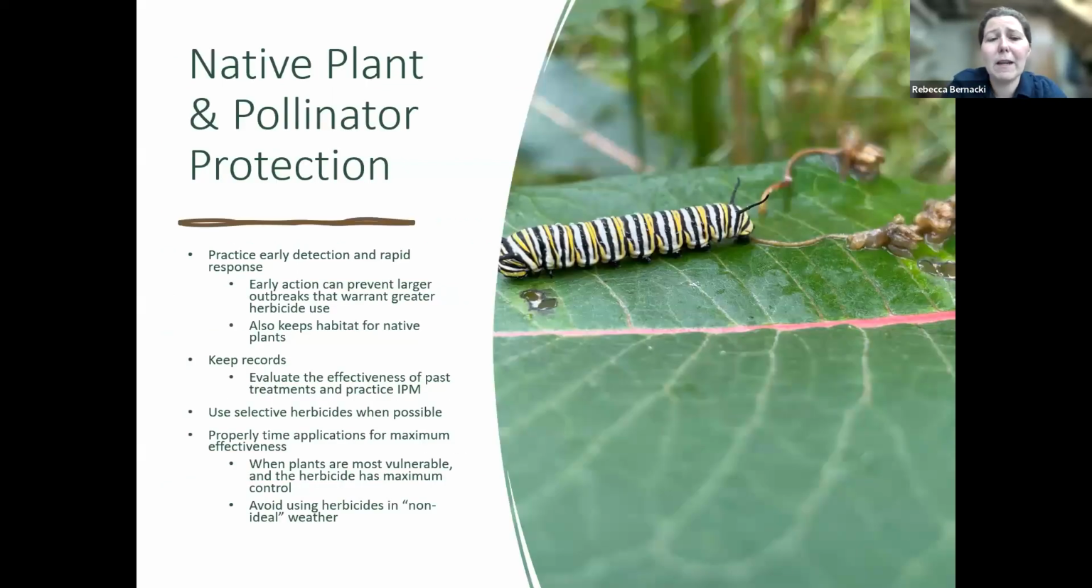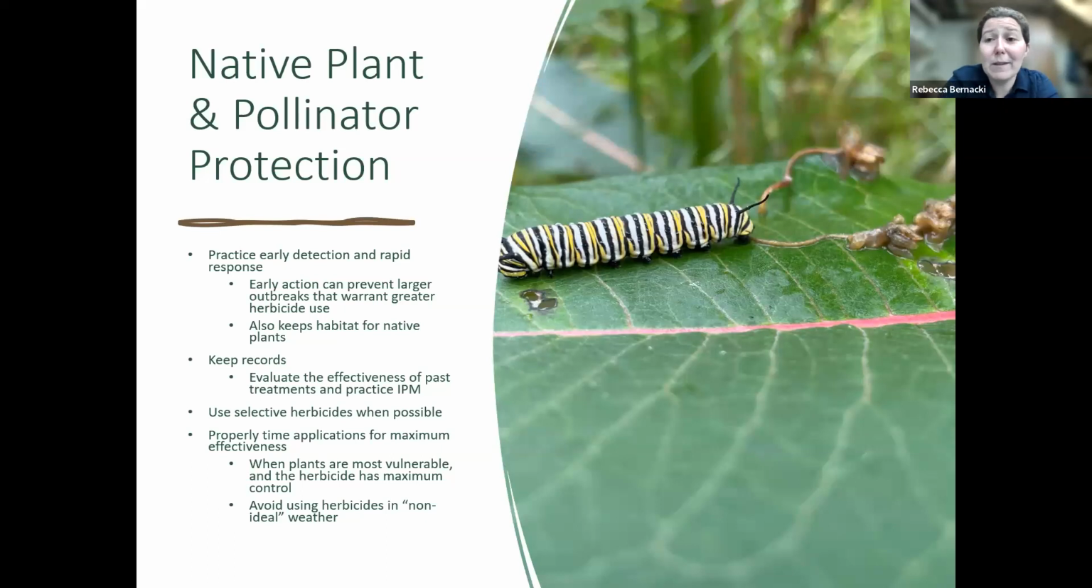We also want to be mindful of our native plants and pollinators when we're working with herbicides. The first step in that is practicing early detection and rapid response. If we find an infestation while it's small, we're going to use a lot less herbicide to treat it than had we found it later and it had gotten a lot bigger. It also protects that habitat for native plants. By not allowing that monoculture to get big, we're allowing native plants to thrive on the outskirts of that infestation.